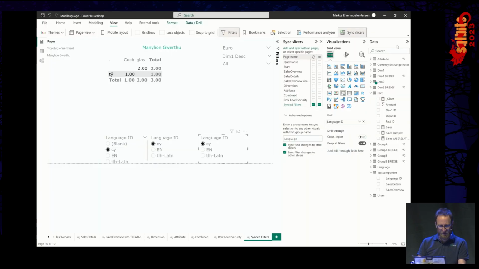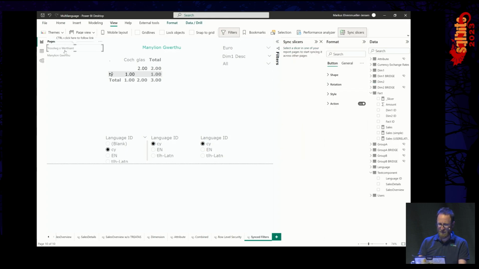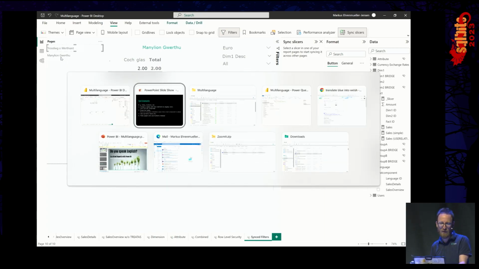So this is just buttons, right? Within Power BI Desktop we don't have pages, right? We only have this in Power BI Service, but this is how you could emulate this behavior.